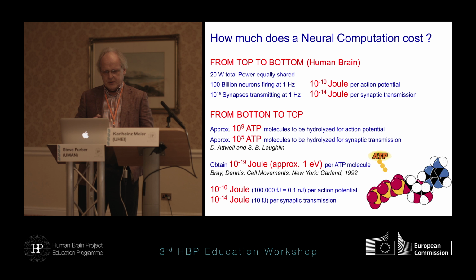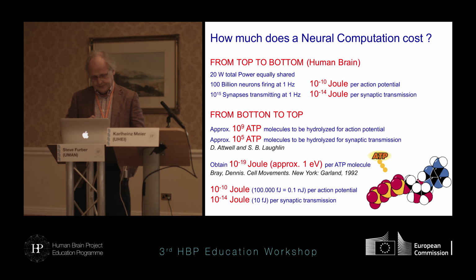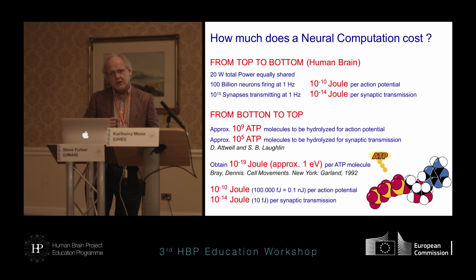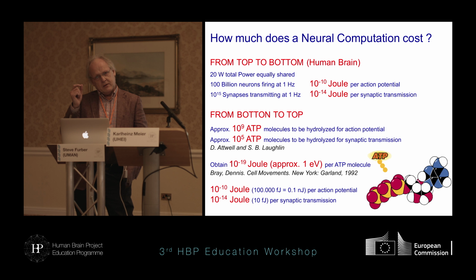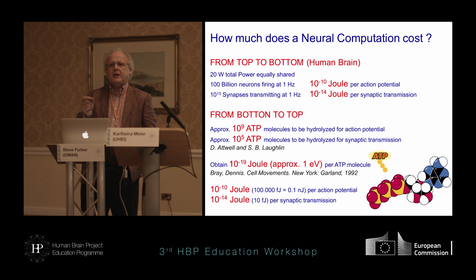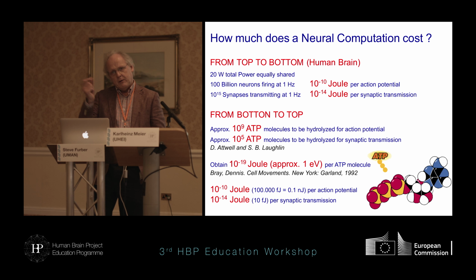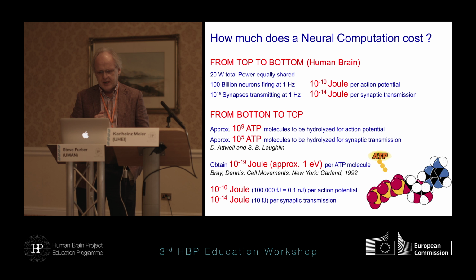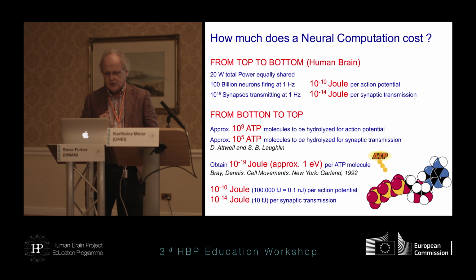That's the top-down approach. The bottom-up approach, which is based on the details of what's happening in the synapse, is this: it's been measured that you need about 10 to the 9 ATP molecules to be hydrolyzed for an action potential. ATP is the fuel for the biological system. And you need about 10 to the 5 to be hydrolyzed for a synaptic transmission.